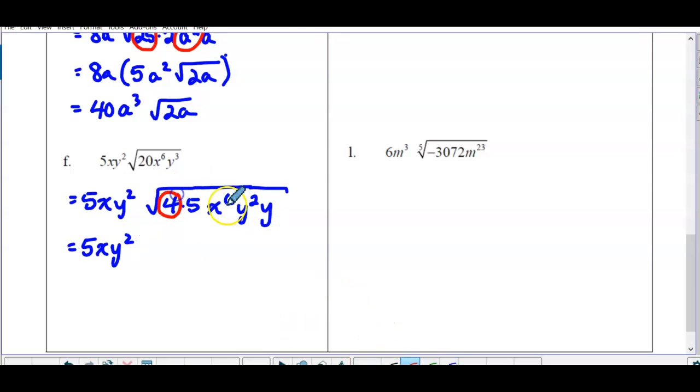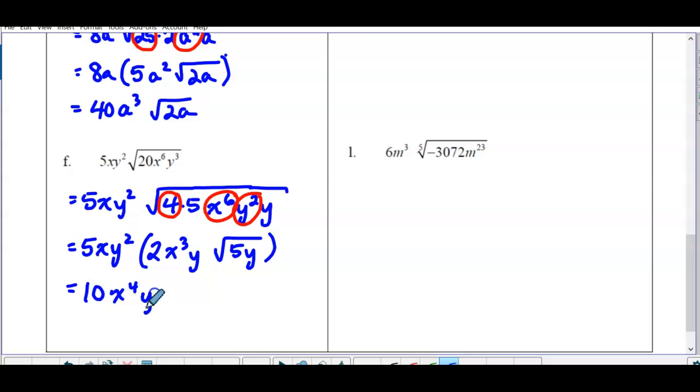So there's perfect square, perfect square, perfect square. So that's going to be 2x cubed y square root of 5y, and then simplify. These aren't underneath the radicals, so we can simplify those, multiply them together. 10x to the 4th y cubed root 5y.